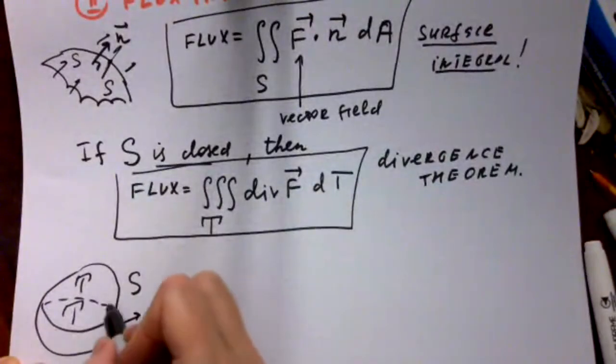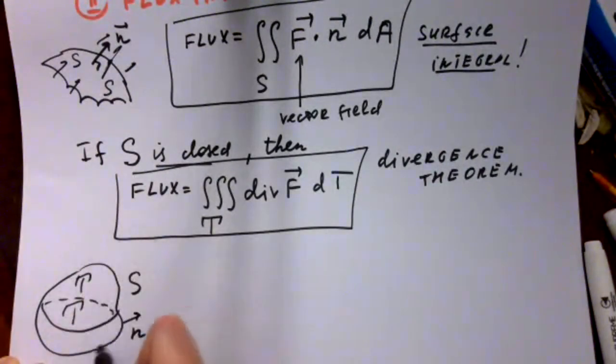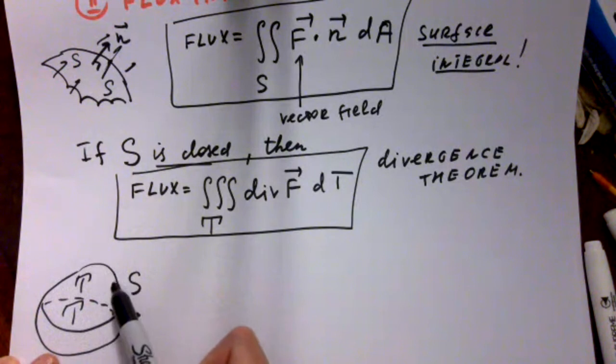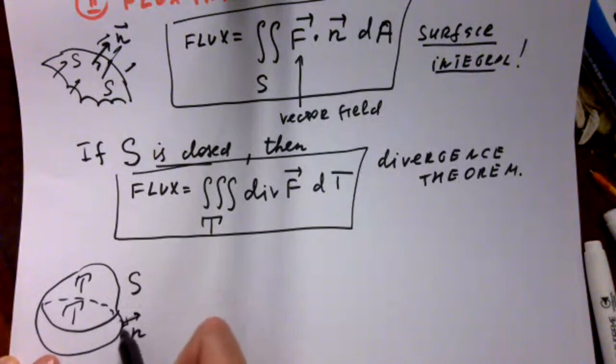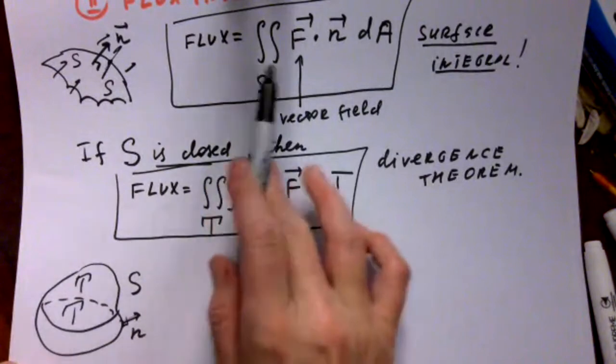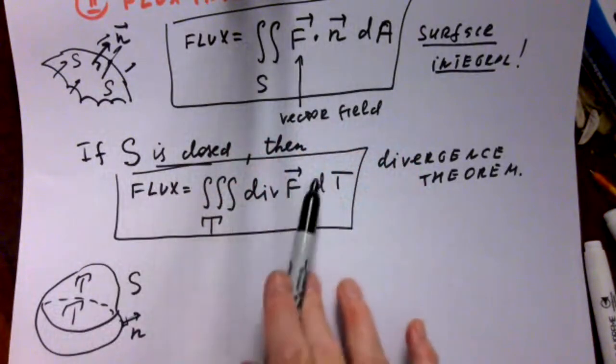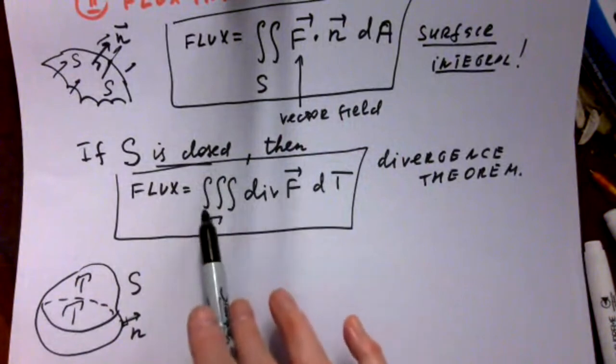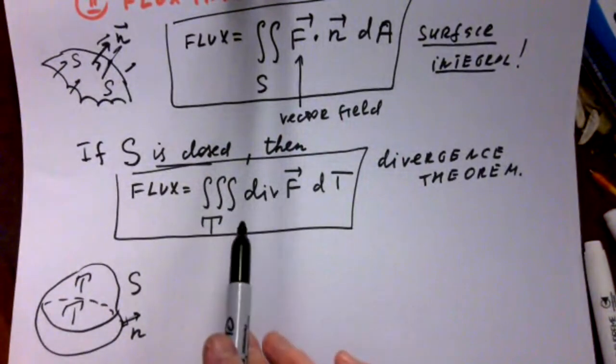You're interested in the flux through the surface S, and you're interested in the external side of your surface. That is why I put my normal vector here. So if you're interested in the flux of your vector field through a closed surface, namely through the external side of this closed surface, indicated by the normal vector n, you can apply this beautiful divergence theorem. You don't need to know anything about the surface integral. All you need to do is be familiar with the triple integral.